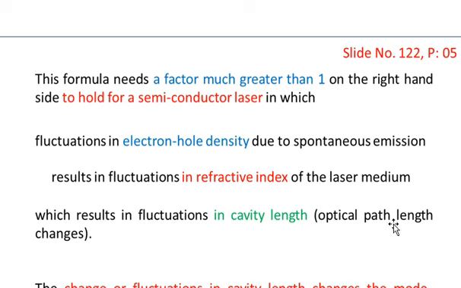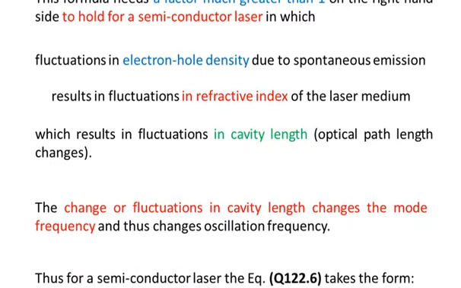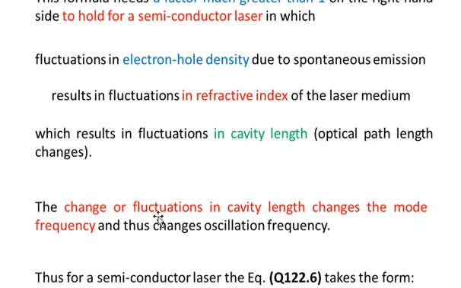So the optical path length changes in the cavity. And due to that, the fluctuations in cavity length change the mode frequency. That is, the mode frequency could be either nu C or nu L or any other frequency, and thus changes the oscillation frequency of the laser output beam.